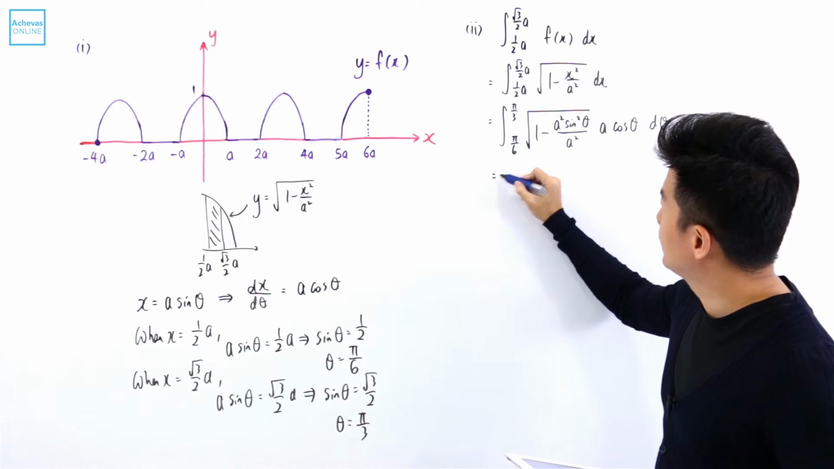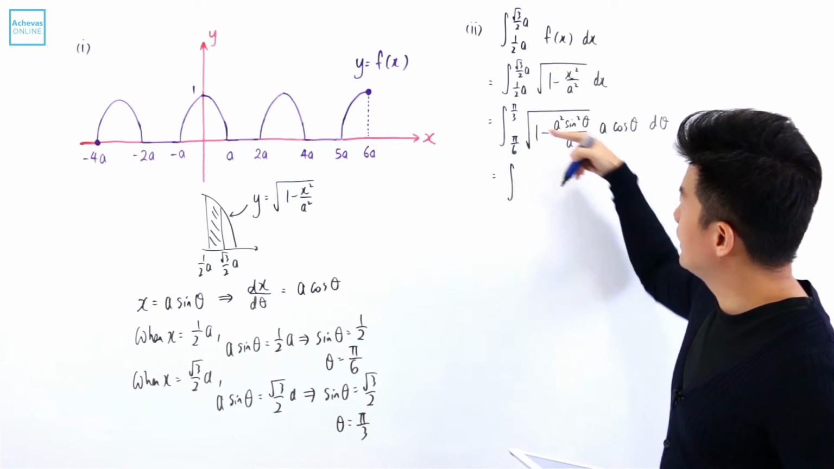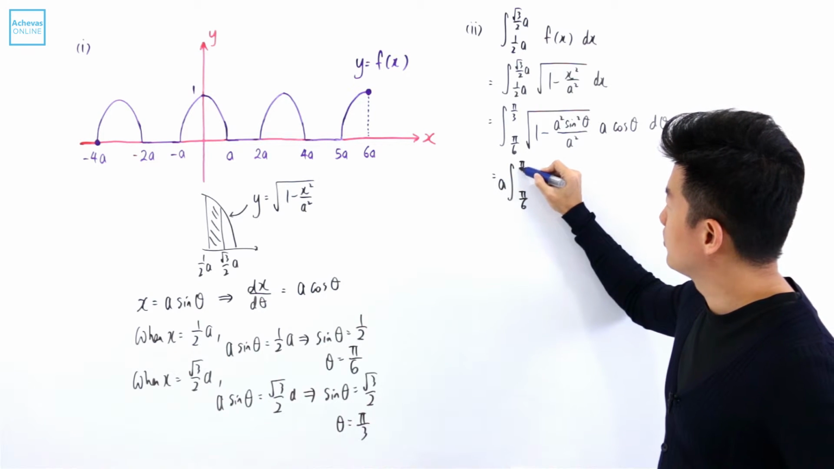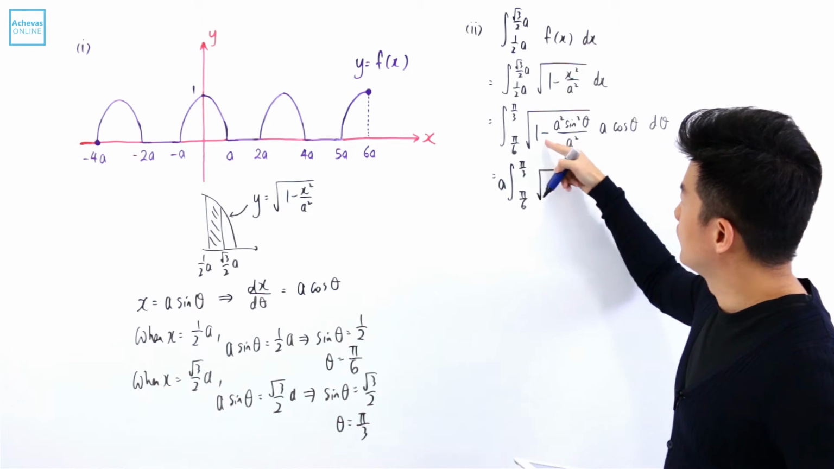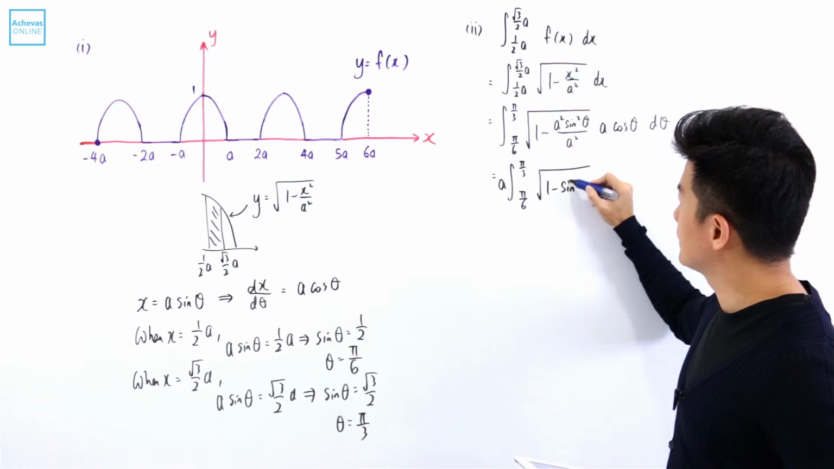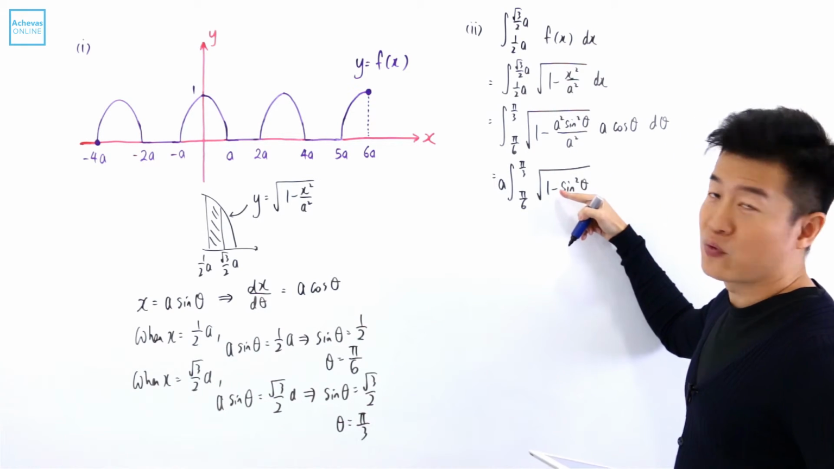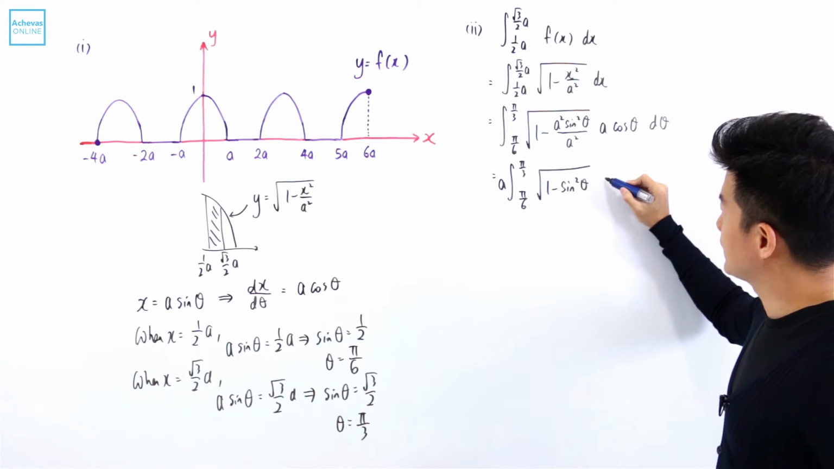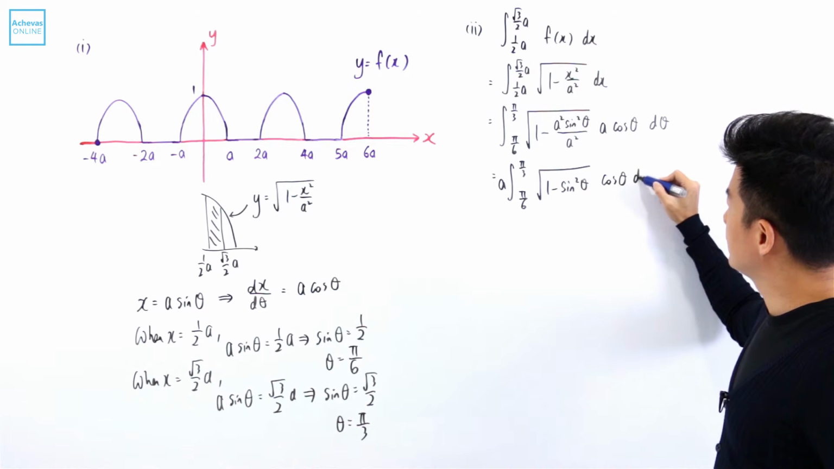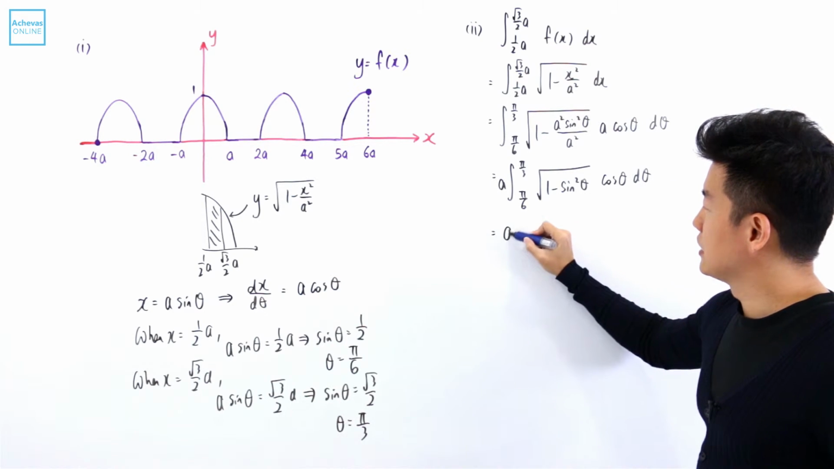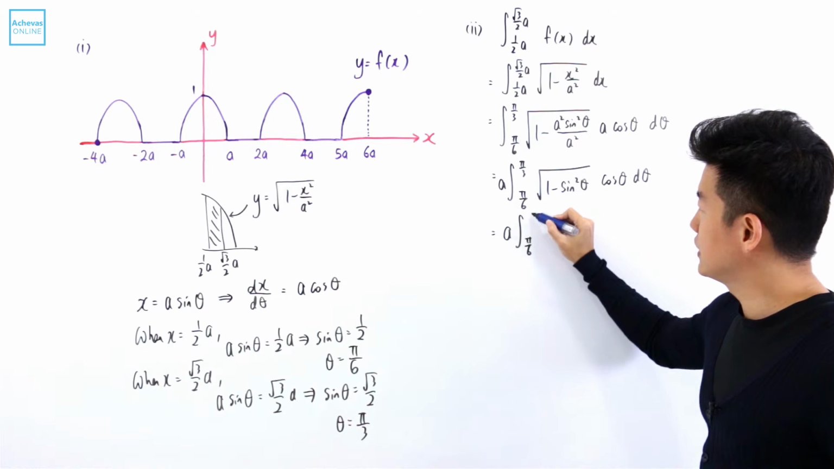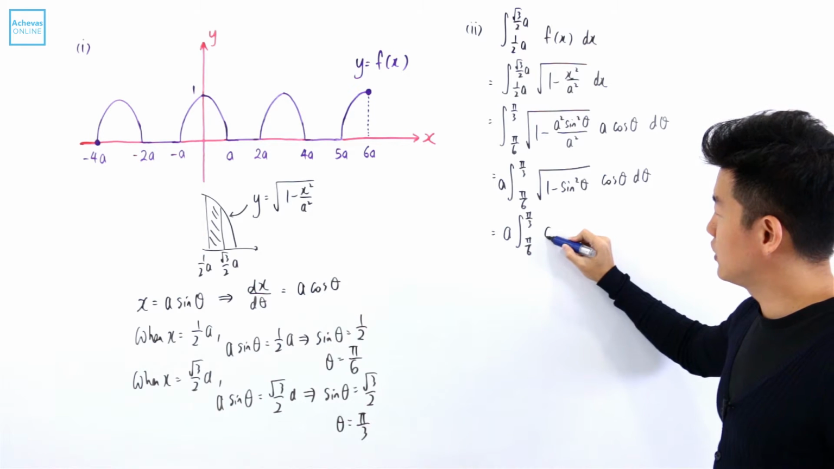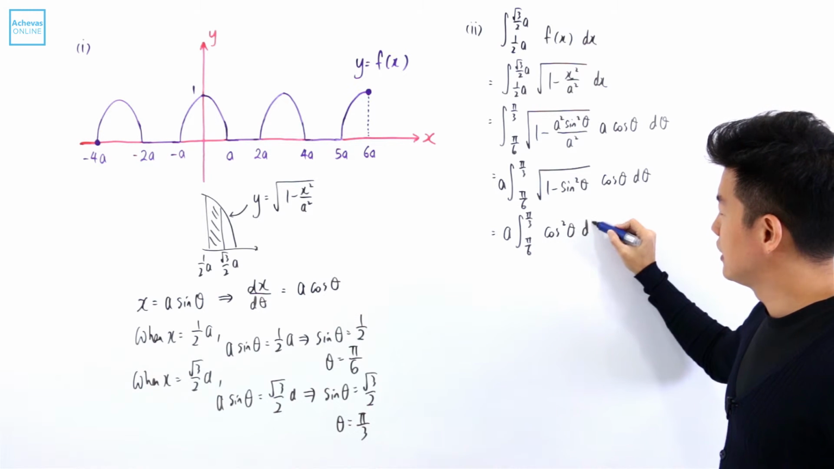So what I have now, let me take the a out of the integration sign. So a is here, and the integral from pi over 6 to pi over 3 of square root of 1 minus sine squared theta. 1 minus sine squared theta is cosine squared theta, and the square root of it is cosine theta. Here it is still a cosine theta d theta. This is cosine theta and this is cosine theta, so I have cosine squared theta d theta.